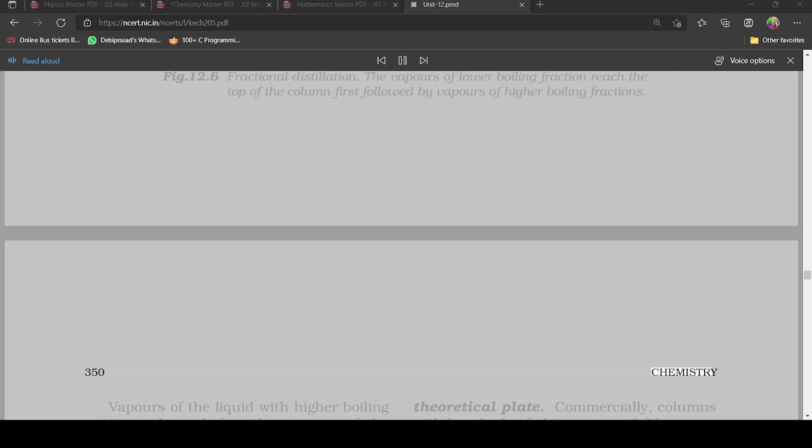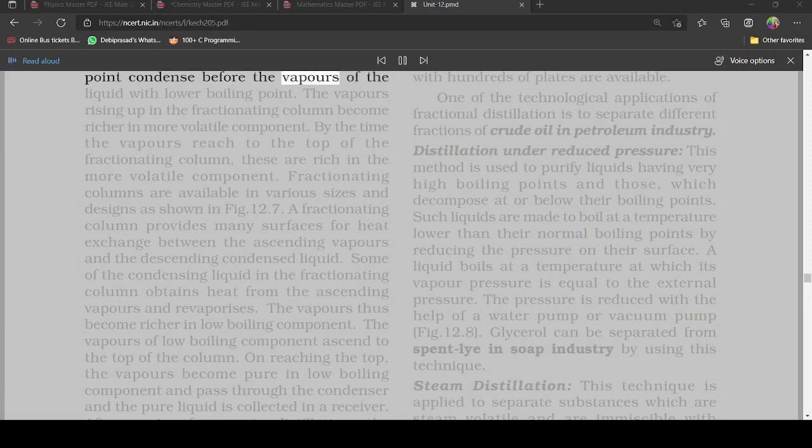Vapors of the liquid with higher boiling point condense before the vapors of the liquid with lower boiling point. The vapors rising up in the fractionating column become richer in more volatile component. By the time the vapors reach the top of the fractionating column, these are rich in the more volatile component. Fractionating columns are available in various sizes and designs as shown in Fig. 12.7. A fractionating column provides many surfaces for heat exchange between the ascending vapors and the descending condensed liquid.